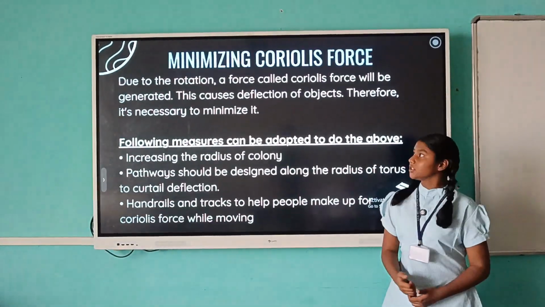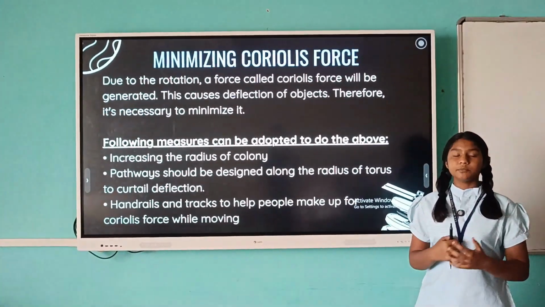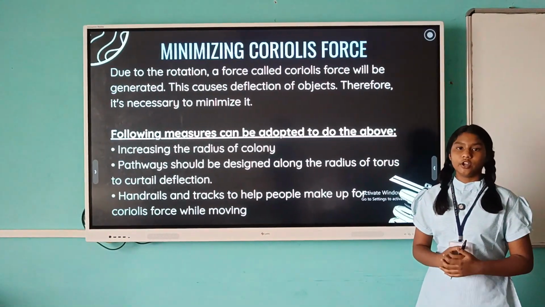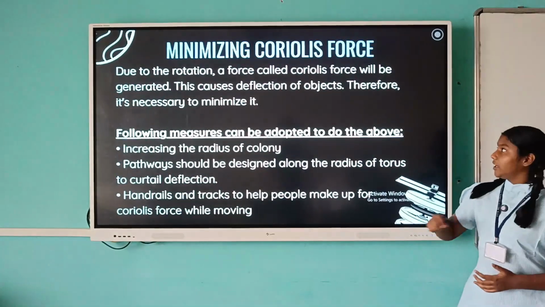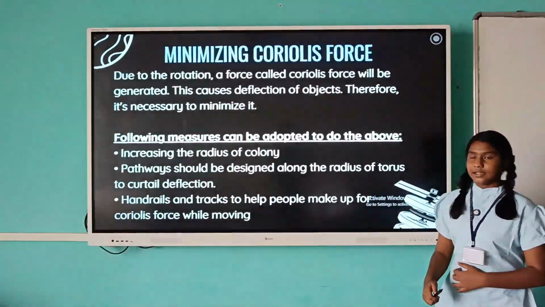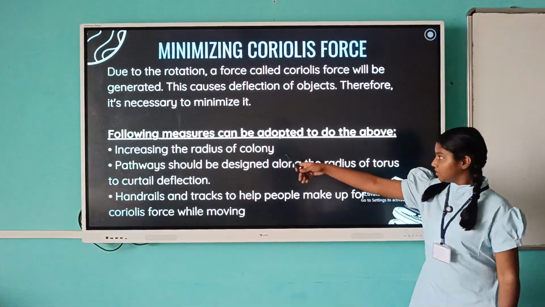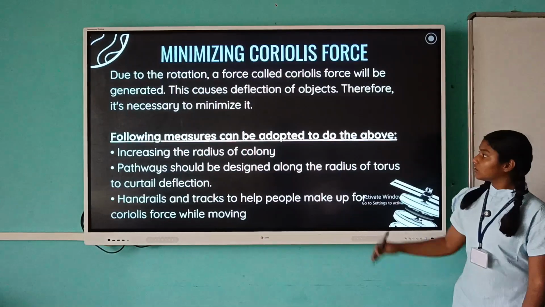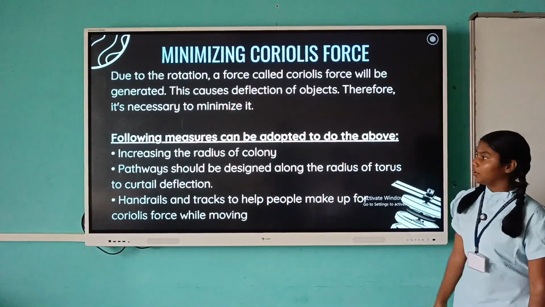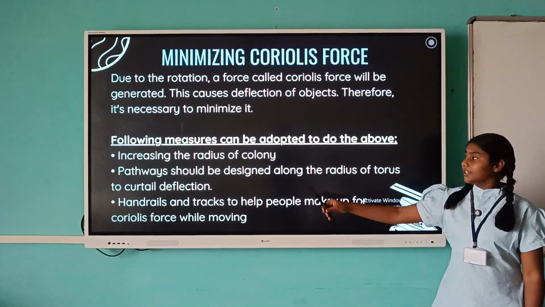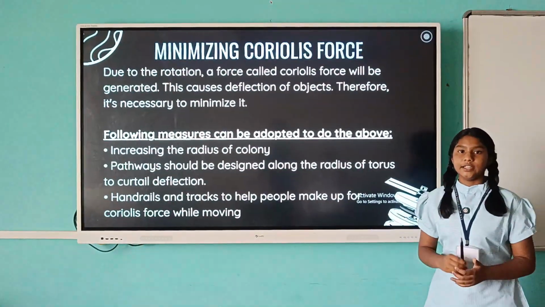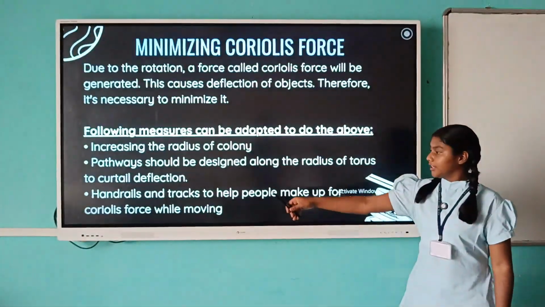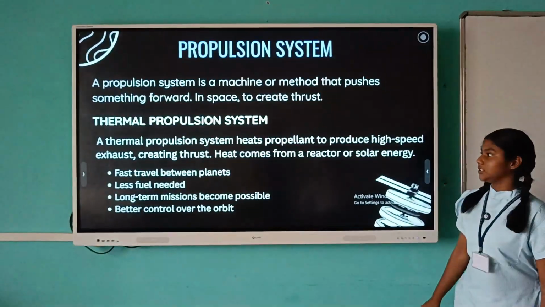Minimizing Coriolis force. Due to the rotation, a force is generated which is called Coriolis force, due to which deflection is caused. Therefore, it is very necessary to minimize it. Here are some measures which can be adopted to cure the above problem. We can increase the radius of the colony, and the pathways can be designed along the radius of the torus to curtail deflection.